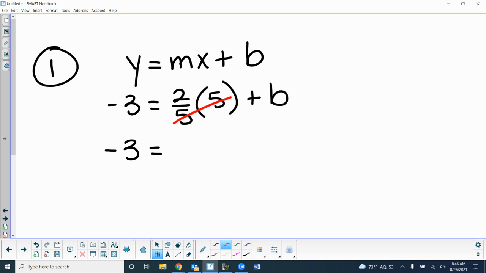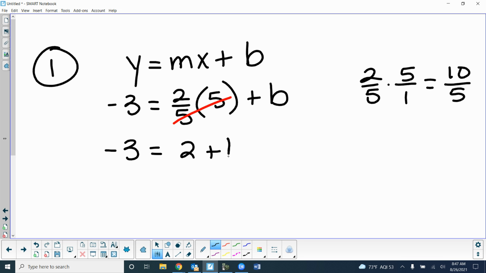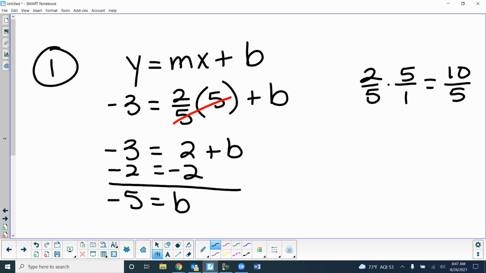Okay, or if you multiply fractions, 2/5 times 5 over 1, that's what 5 is, right? It's 10/5. 2 times 5, 5 times 1, and 10 divided by 5 is 2, right? So however you want to think about it. And then we get b by itself by subtracting the 2 to the other side, and we get negative 5 as b. Okay? So just substituting in and stopping is not enough. I want you to find what b is.